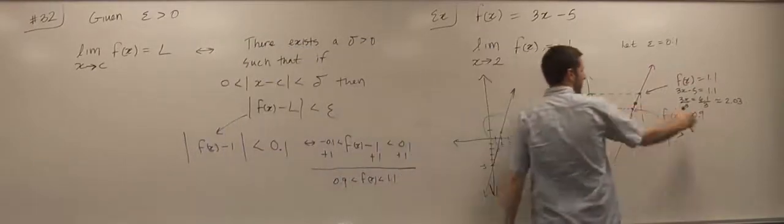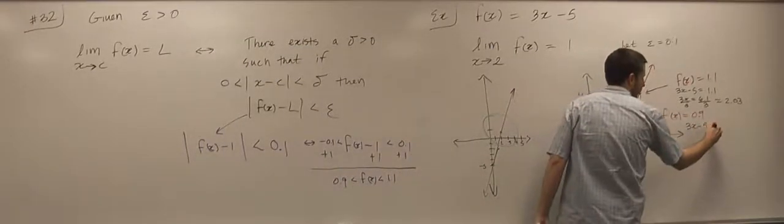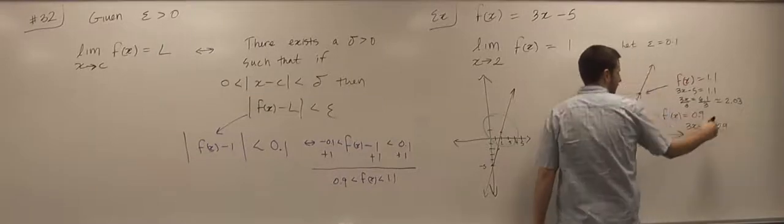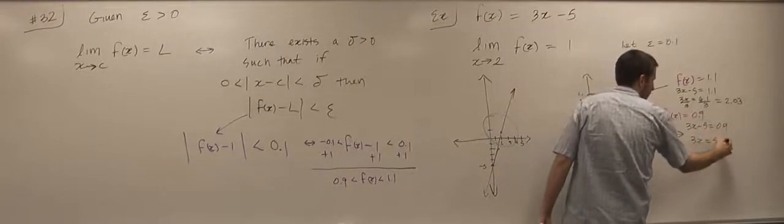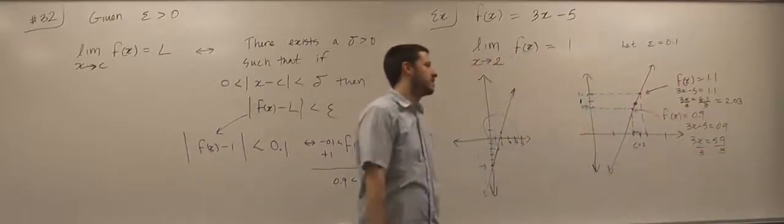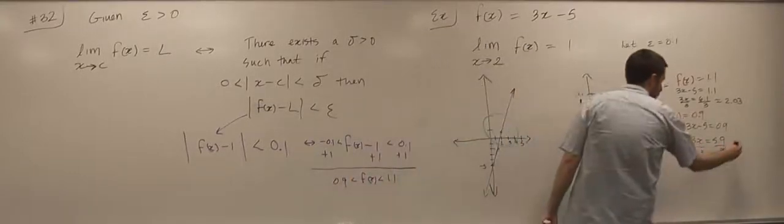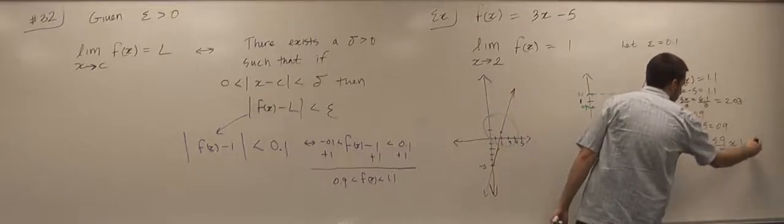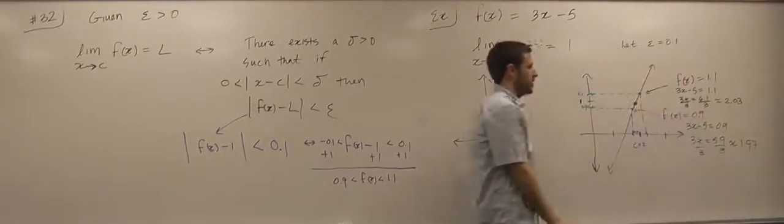What about here, when you set it equal to 0.9, 3x minus 5 equals 0.9, add the 5, 3x equals 5.9, divide by 3. 1.3 something? So now it should be closer to 1.97 or something.